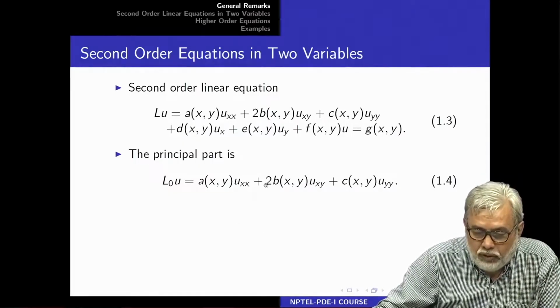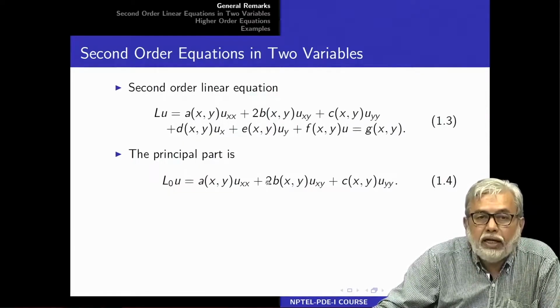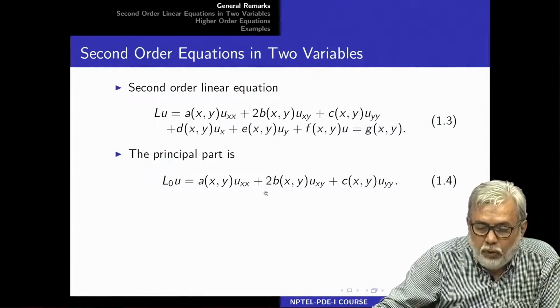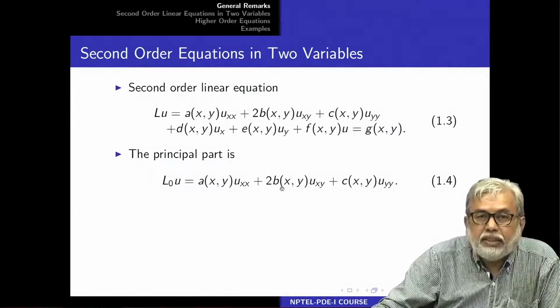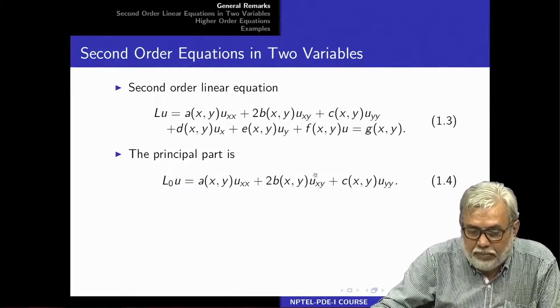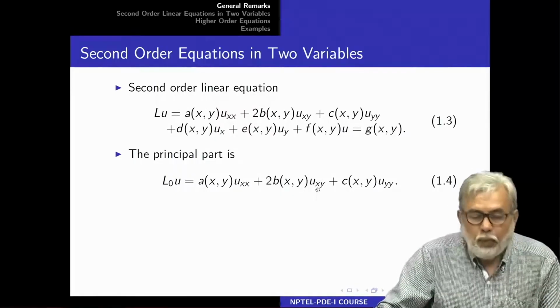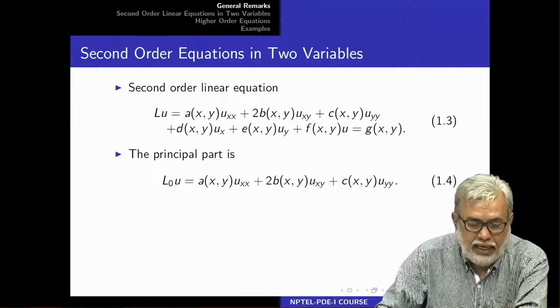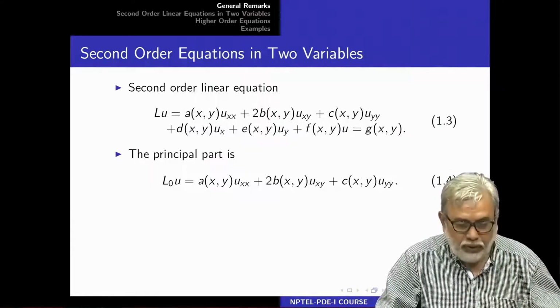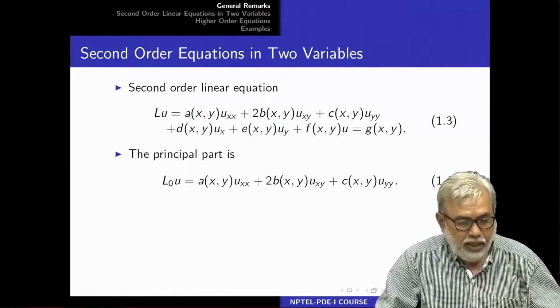So, somehow in the transformed equation we do not want to see this beta. So, that means this mixed derivative should vanish, and let us see whether that is possible, and we will show that that is always possible.